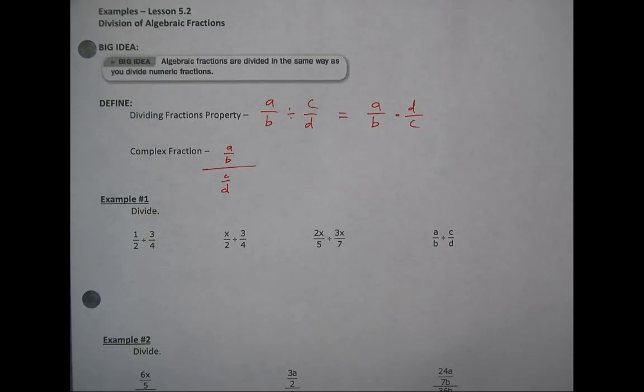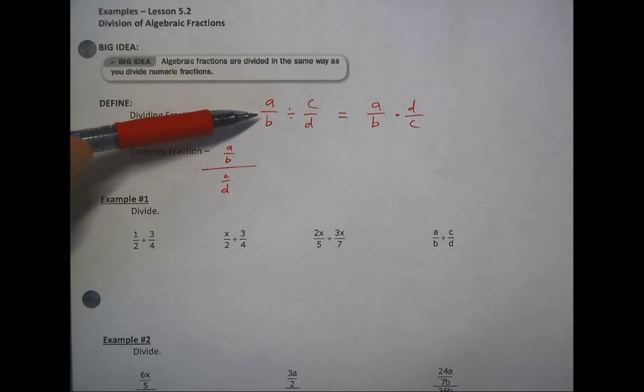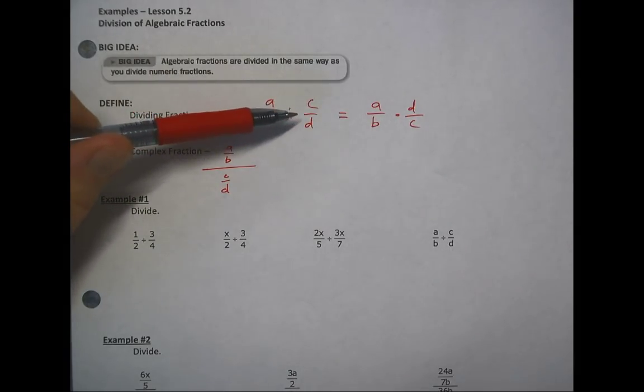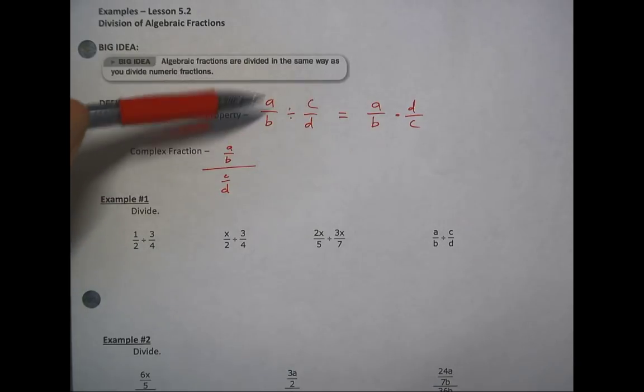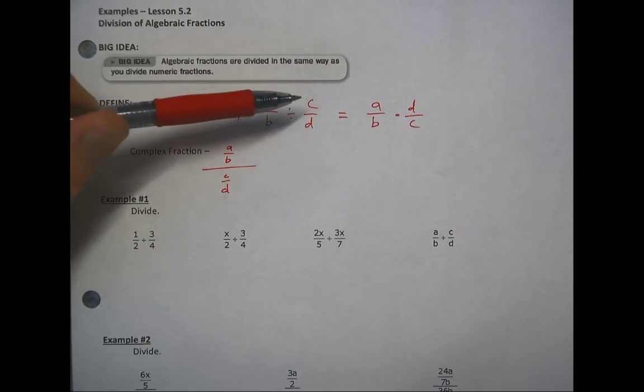So real quick today, the big idea is that algebraic fractions are divided in the same way as you divide numerical fractions. Just a reminder, numerical fractions would be with just numbers. Algebraic fractions, you've got a variable in your fraction. So we're going to look at the dividing fractions property. If this is for all fractions, you already know this. A divided by B divided by C divided by D, or if you want to think about it as just the fraction A over B divided by C over D.